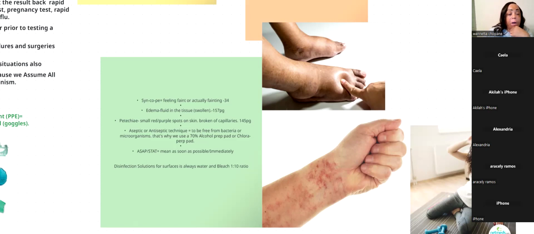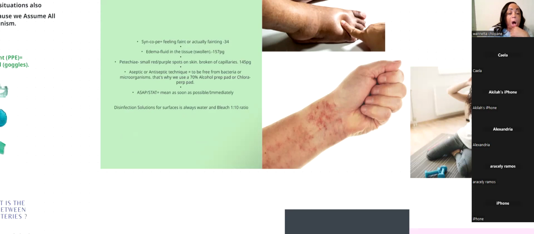Disinfectant solutions are for surfaces. It is always bleach mixed with water. And what I mean by surfaces, I do not mean the skin. I mean counters, faucets, floors. Remember, do not get yourself confused with antiseptic technique versus disinfectant solutions. When we use alcohol and chlorhexidine gluconate, that's not considered a disinfectant, even though your brain is like, oh, I'm cleaning the skin, I'm disinfecting the skin.